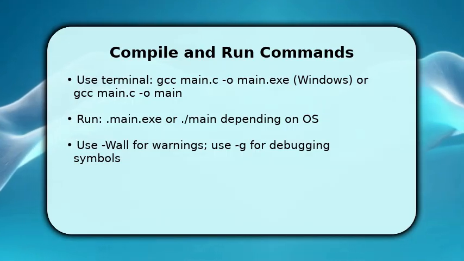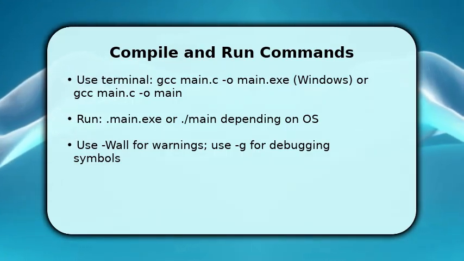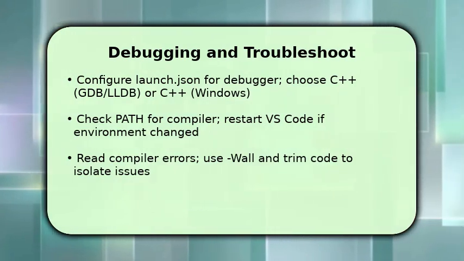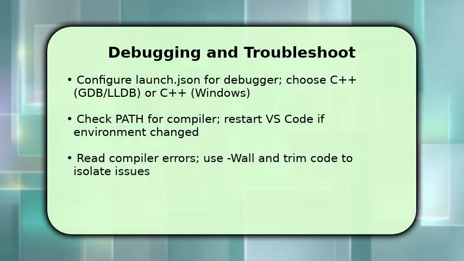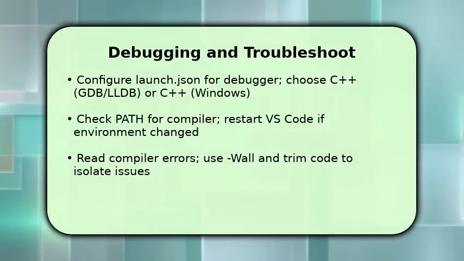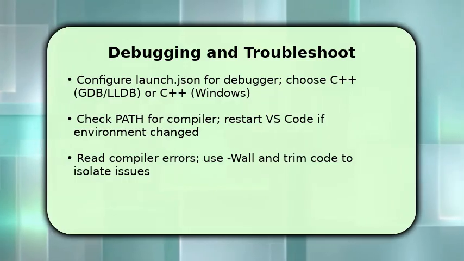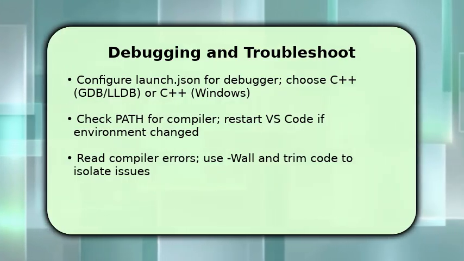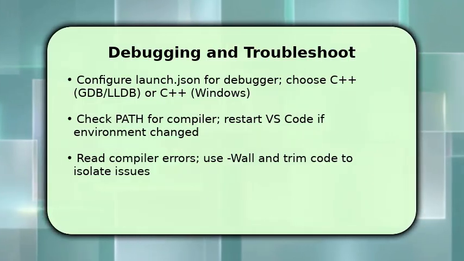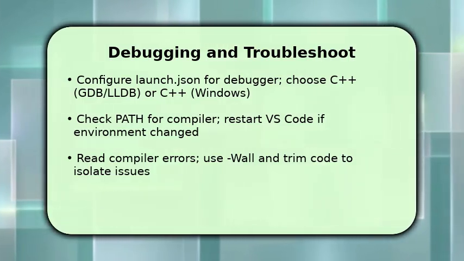You finalize by setting up a debug configuration. Create launch.json, pick the correct debugger, and set the program path to your built executable so breakpoints work. Once done, press F5 to run under the debugger and inspect variables. If things go wrong, make sure your compiler is on PATH and restart VS Code to refresh the terminal environment. This solves many invisible issues.